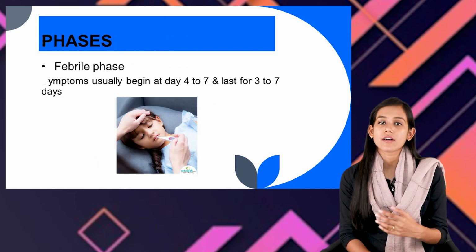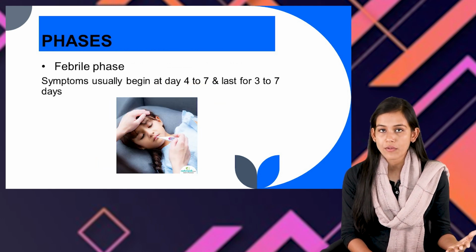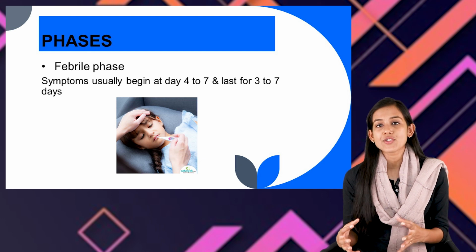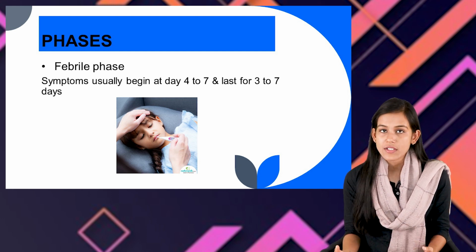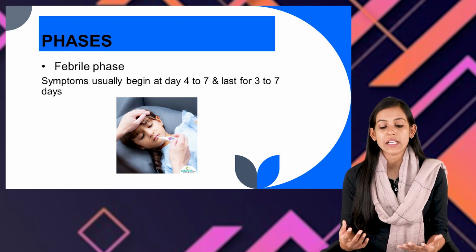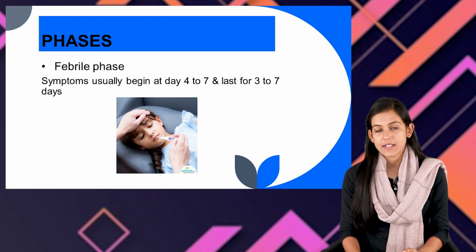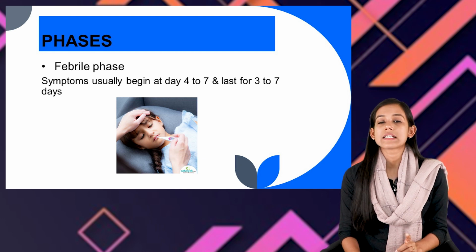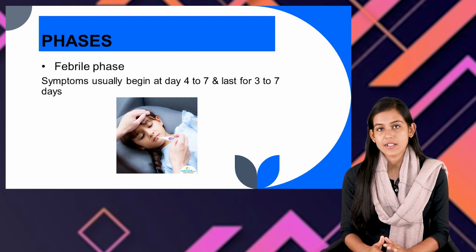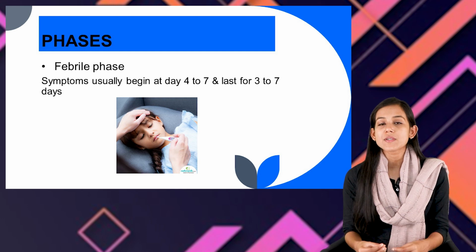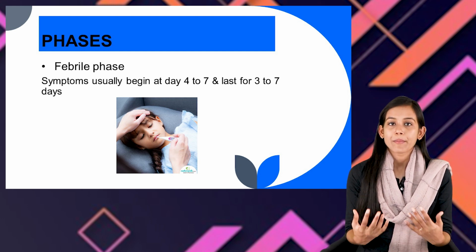Right, so next we would move on to the phases of the infection to learn at which phase what kind of signs and symptoms that we can see. Right, so basically we have 3 phases. Now the first phase is called as febrile phase. So this is a phase where the symptoms start to begin.